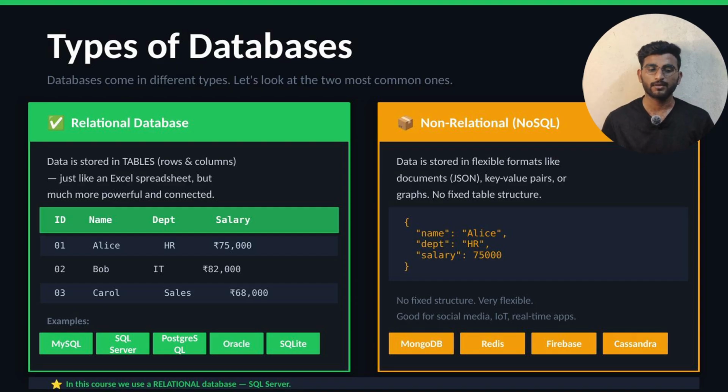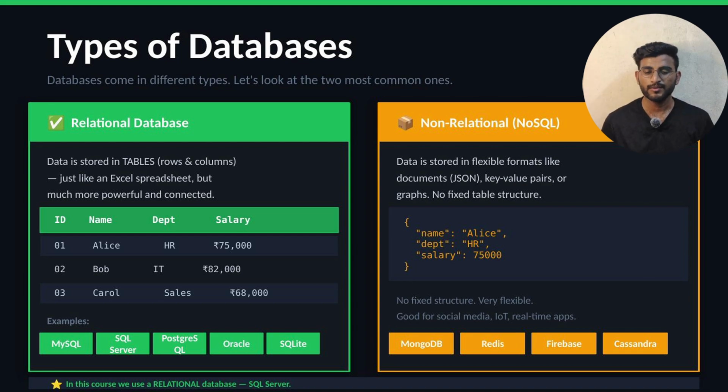Now let's look into the types of databases. Mostly we divide databases into two types. One is relational databases and the other is non-relational databases. Relational databases are like Excel spreadsheets, but they are connected, powerfully connected between the tables. Let's take for example, here we can see ID, name, department, salary. These are all structured data. So this is a relational database. Examples of relational databases are MySQL, SQL Server, Postgres, SQLite, Oracle.